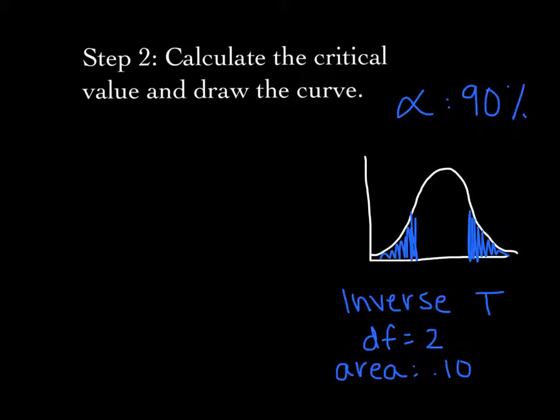After we get this entered into our calculator, we find the critical value to be negative 1.88 over there, and on this side 1.88.